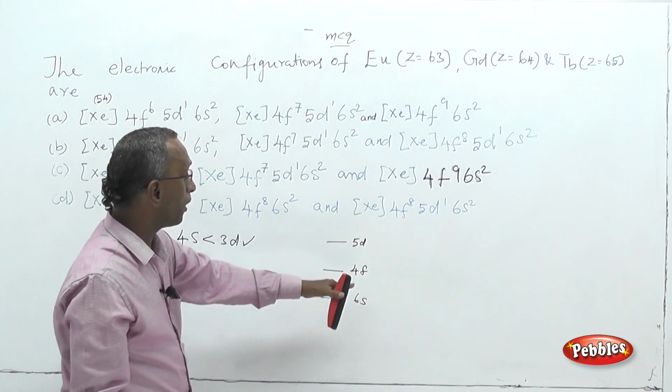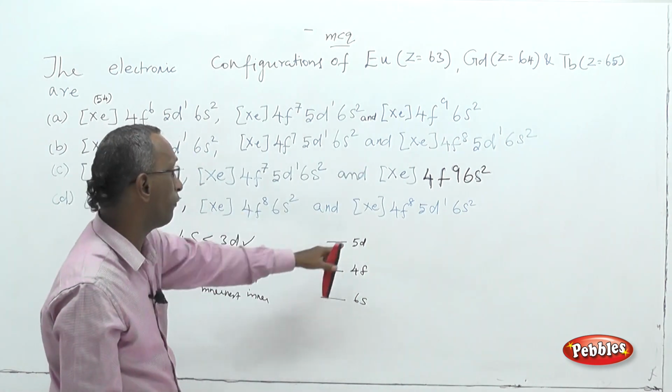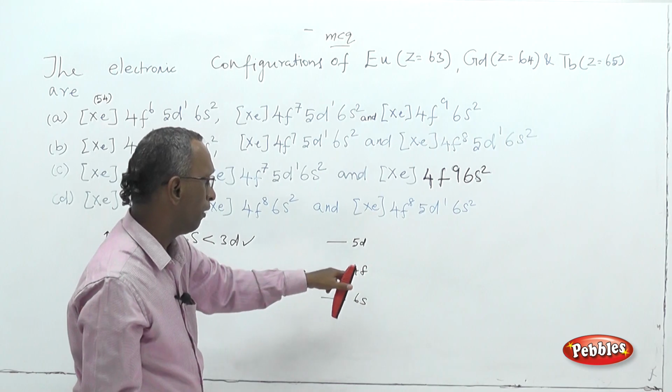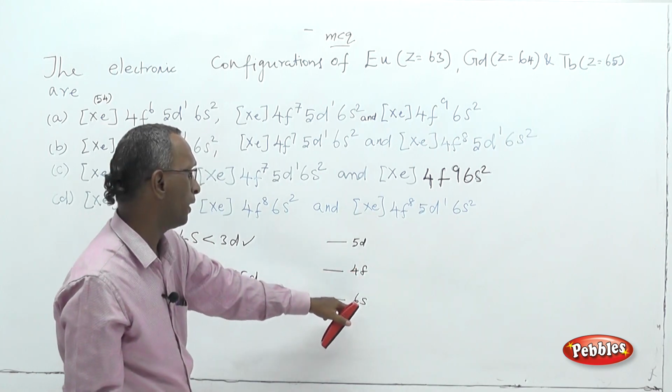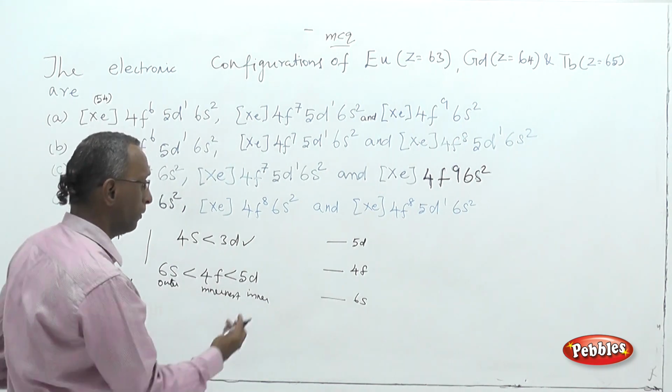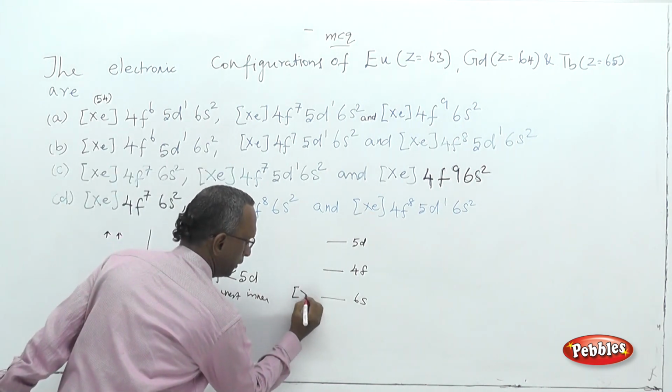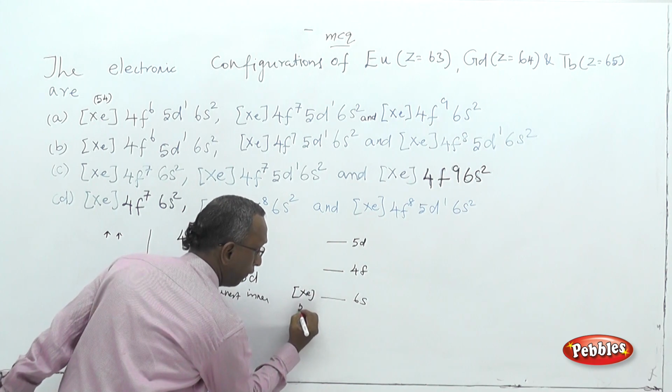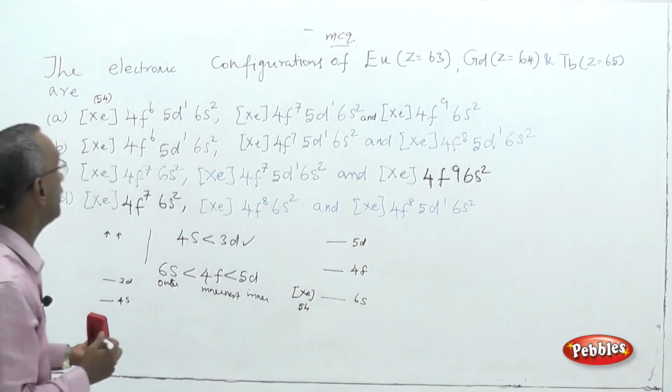6, 4, it may appear as though 5 is the topmost. It is not like that. 5 represents the inner shell, 4 represents the innermost shell, 6 represents the outer shell. Outer shell has the lowest energy. So, up to xenon, it is correct. Xenon means 54. Up to 54, it is correct.